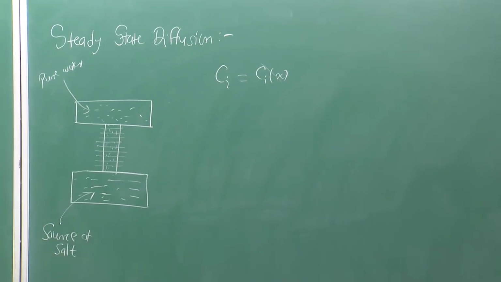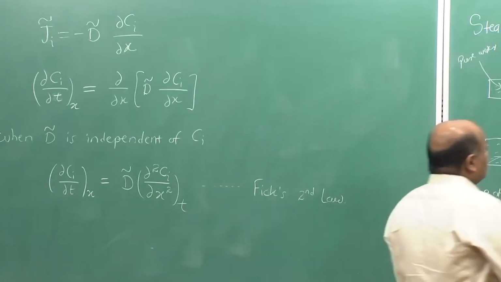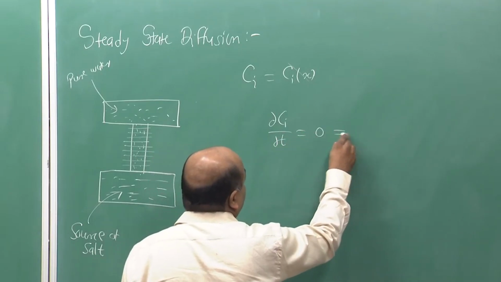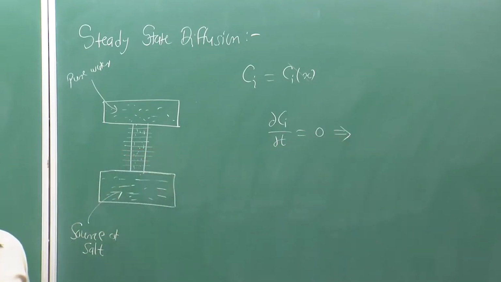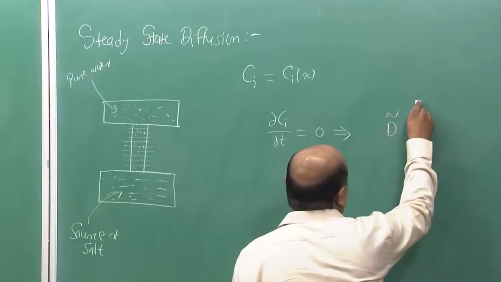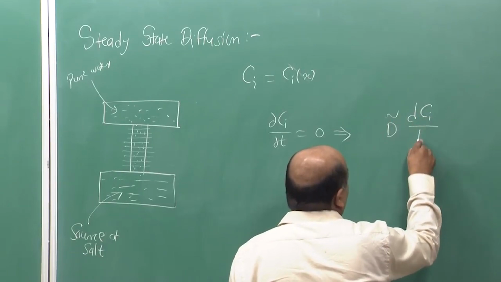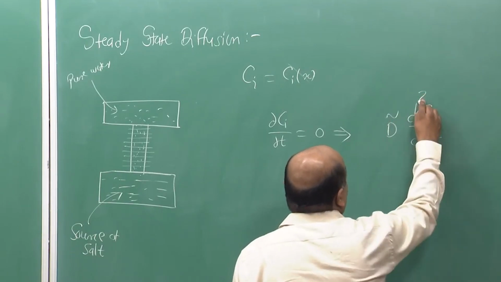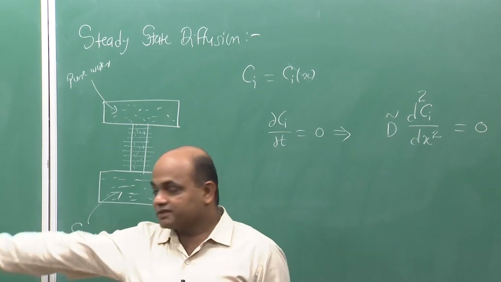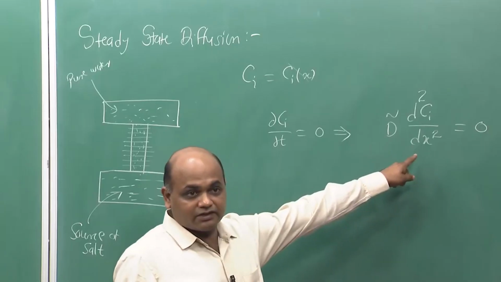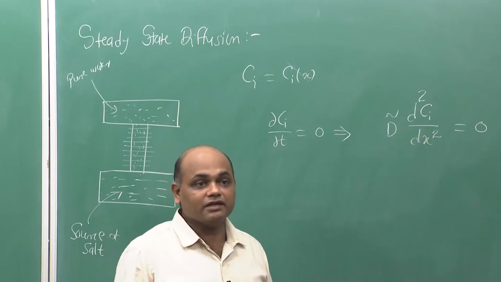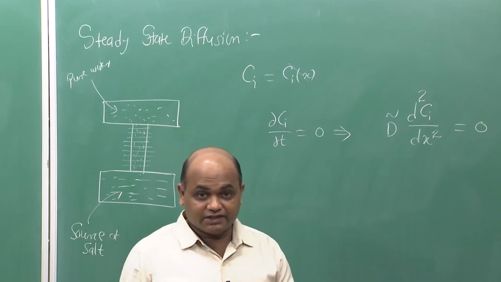So, in this equation, basically, ∂Ci/∂t equal to 0, which means from this diffusion equation we can write D̃ d²Ci/dx² equal to 0. I am replacing the partial sign with the ordinary derivative sign, because now C is only a function of x, it is not a function of t because of the steady state.